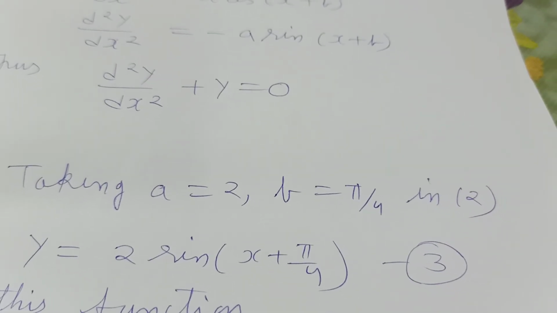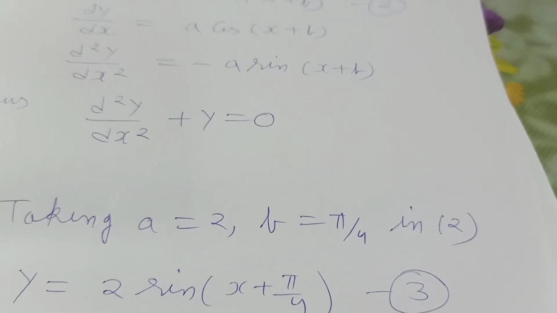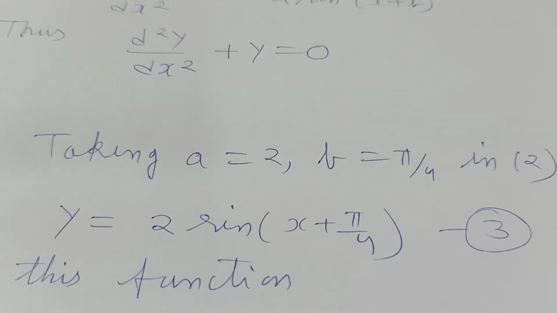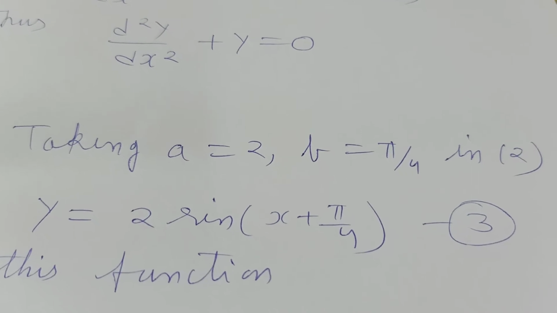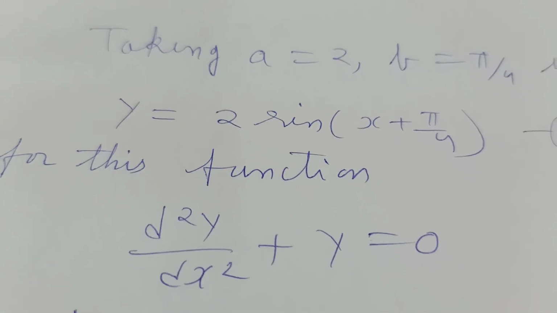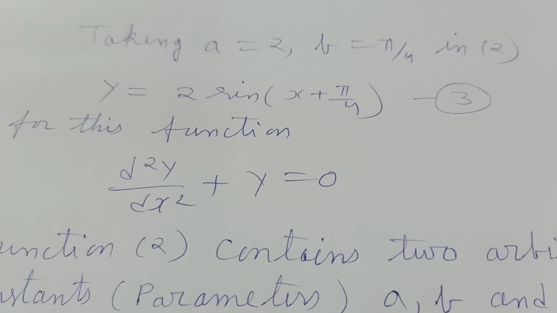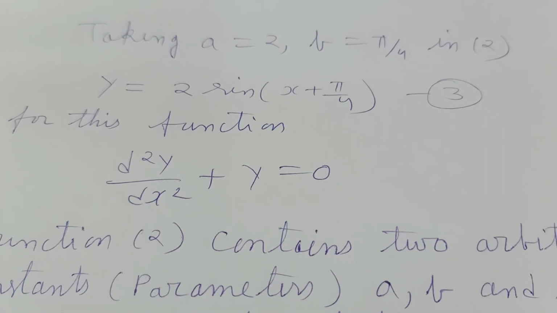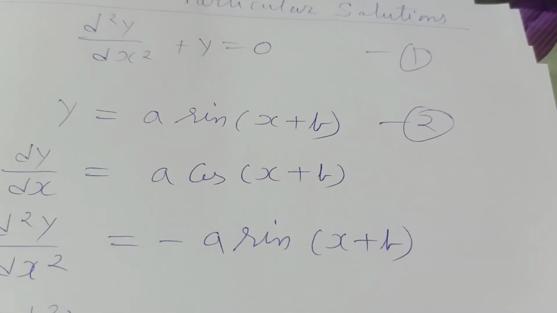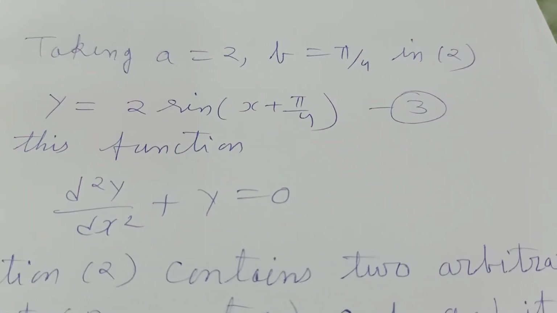If we take a equal to 2 and b equal to pi by 4, that means we are taking some particular values, and we put these values in 2, a equal to 2, b equal to pi by 4, we get y equal to 2 sin(x plus pi by 4). For this function, again we observe that d2y by dx square plus y equals 0. So relation 3 is also a solution of d2y by dx square plus y equal to 0. So here we have observed that DE 1 has two solutions. One is y equal to a sin(x plus b), and the other is y equal to 2 sin(x plus pi by 4).